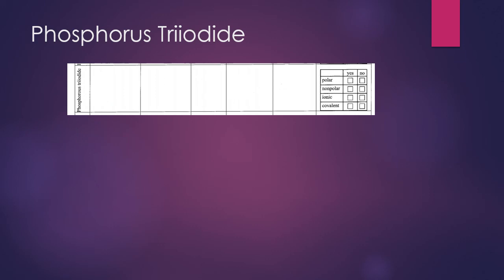Next, we're going to look at phosphorus triiodide. I wanted to show an example of a compound that was not an ion, so we're going to go through the same steps. For phosphorus triiodide, the chemical formula would be 1 phosphorus and then 3 iodines.